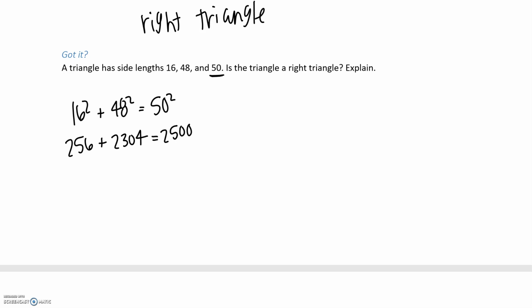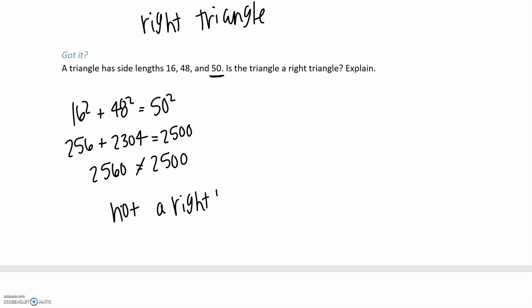So if we do 256 plus 2,304, that's going to give us 2,560, which does not equal that 2,500. Therefore, this is not a right triangle. Okay.